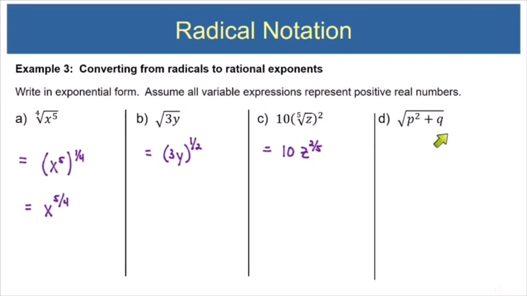In part D, this whole p squared plus q expression is all under a square root radical. So this whole p squared plus q is going to be raised to the 1/2 power. And really we cannot do any more simplifying to that because this is a sum. There's nothing we can do to simplify this exponent with this one. It just has to stay like this.